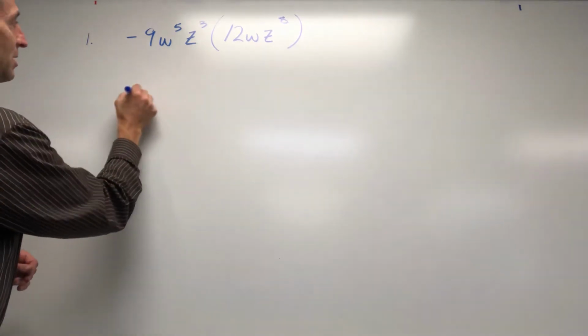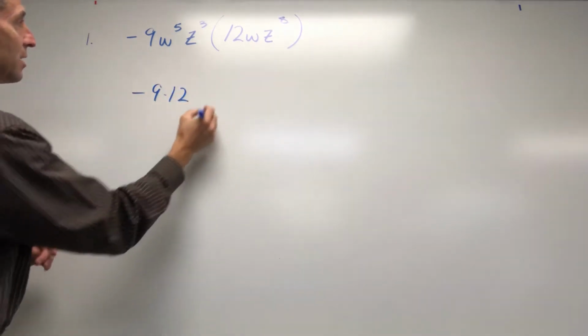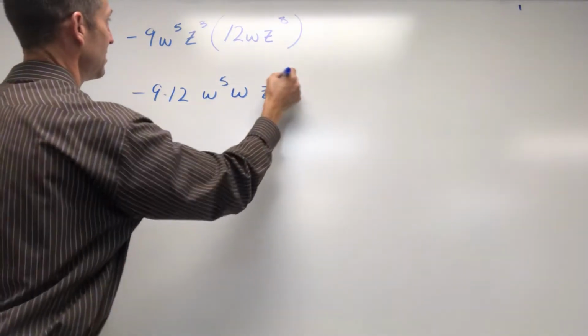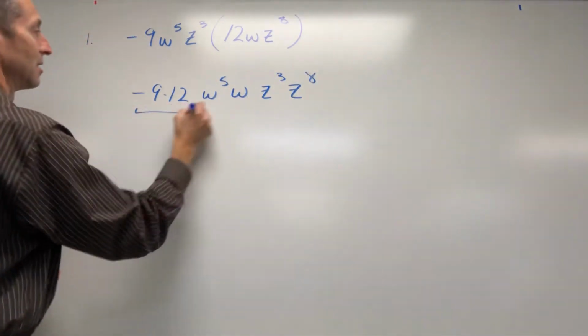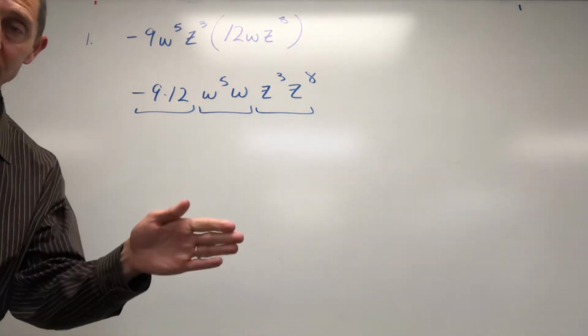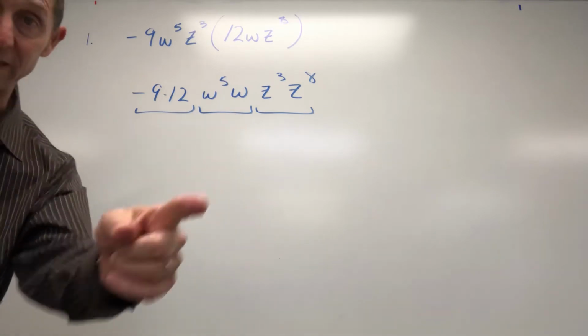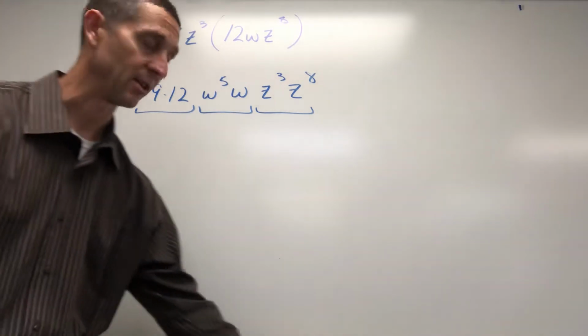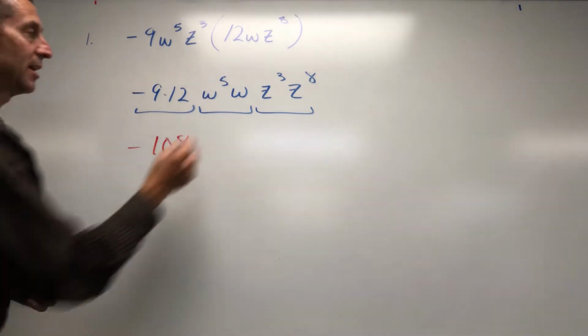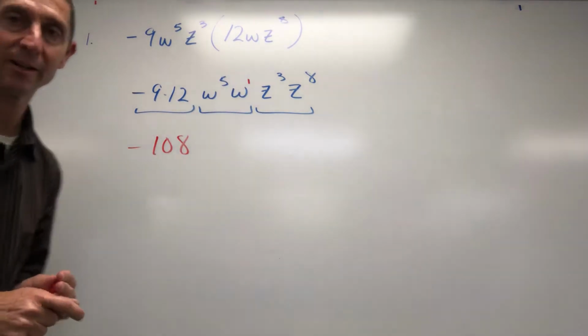So this would just be your -9 times your 12, your w to the 5th, your w, your z to the 3rd, z to the 8th. So this one's pretty nice. You just put numbers together, w's together, z's together, get to work. So -9 times 12, -108, understood 1 right there.